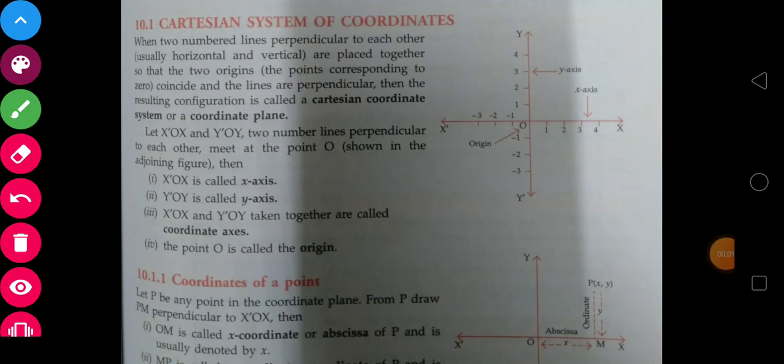So hello students, let us start with the chapter reflection. Before that, let us revise what the Cartesian system of coordinates is.